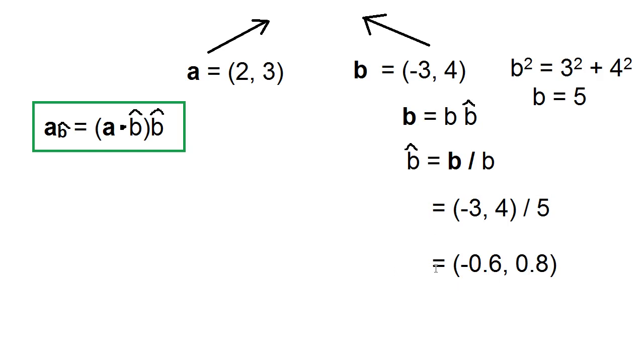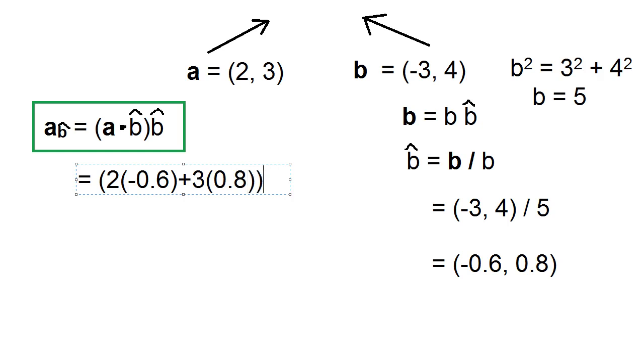Once I have b hat determined here, I can just plug things in. The very first thing I'm going to do here is a dotted with b hat. So when we're dot producting a and b hat together, we're going to do x times x plus y times y. So we'll have 2 multiplied by negative 0.6 plus 3 multiplied by 0.8. This will give me a literal number once I multiply everything out. And then we're going to multiply this by b hat, which is our vector quantity: negative 0.6 in the x and 0.8 in the y.